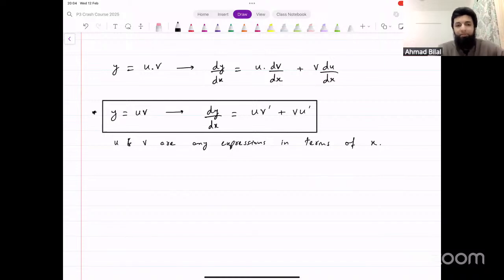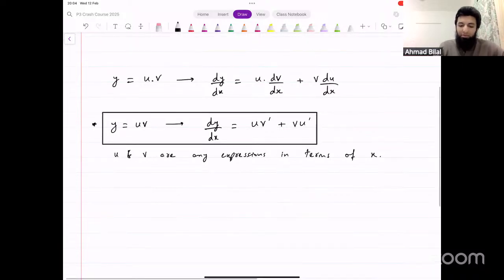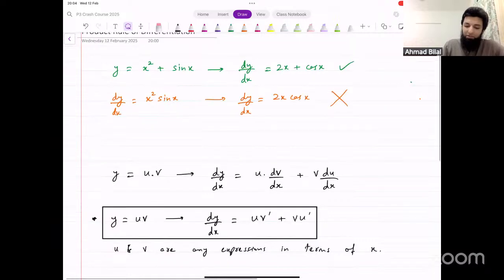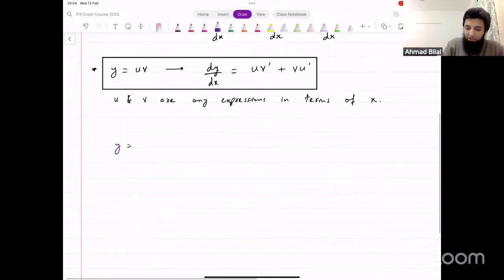Okay, let's take an example. So we looked at this function earlier. Okay, I'm sorry, this was y, not dy over dx. y equals x squared times sine x. And we cannot differentiate it like this. So how do we actually differentiate it then? y equals x squared times sine x. That's the function. We have two functions multiplying here.